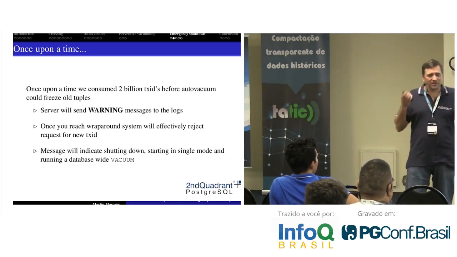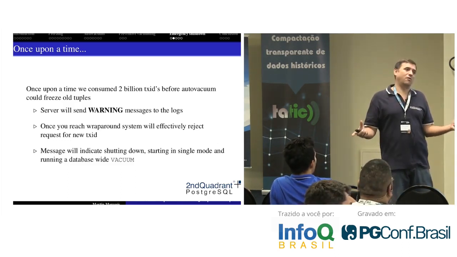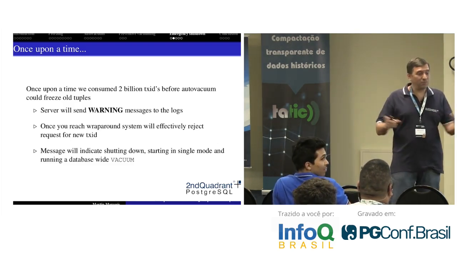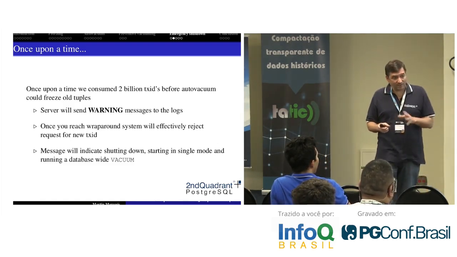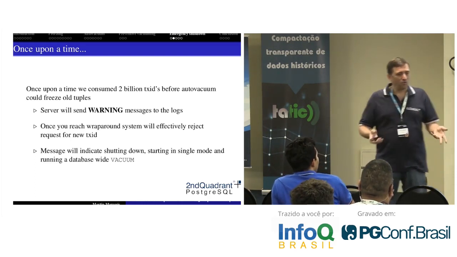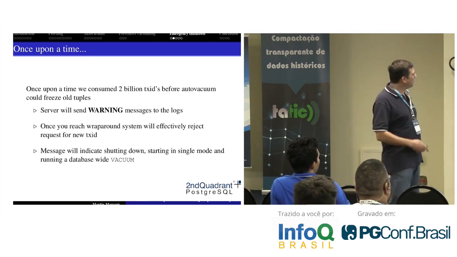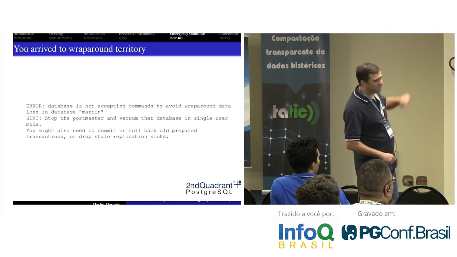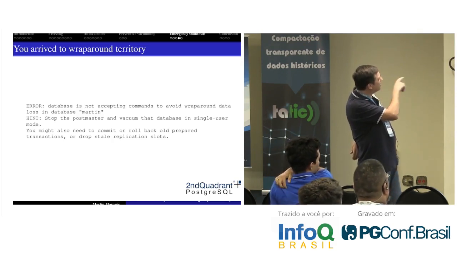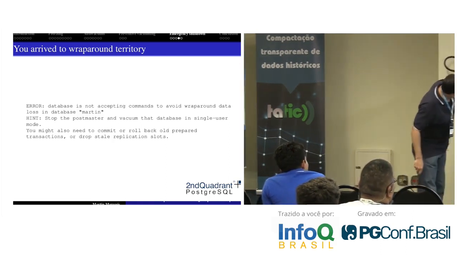So what does this effectively mean? Anybody know? What happens if I can't get a new transaction ID? You can't do any DML, any changes. You can't run begin. You can still select. So you're essentially in read-only mode. The queries that come in with select will run, but whenever you try to do something that modifies the data, you're gone. You just get an error like this one: database is not accepting commands to avoid wraparound data loss in database, and the name of the database. And you have this beautiful hint.